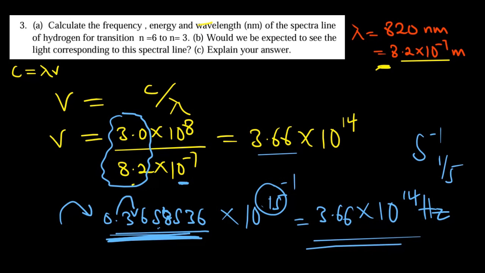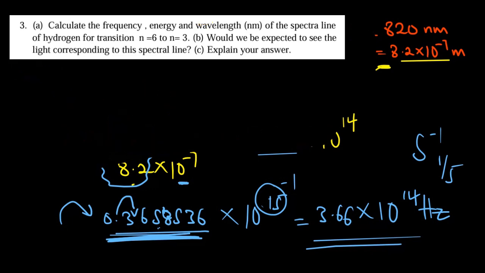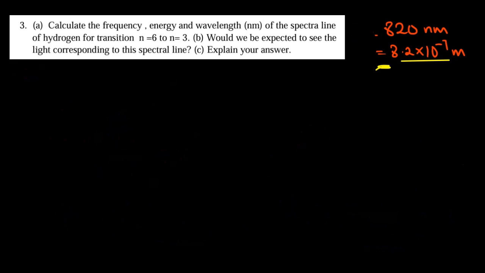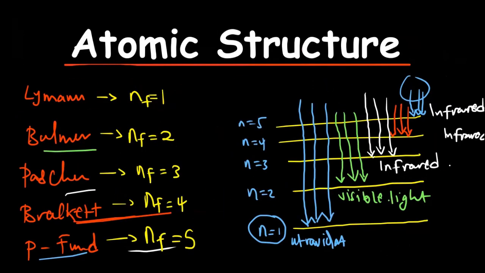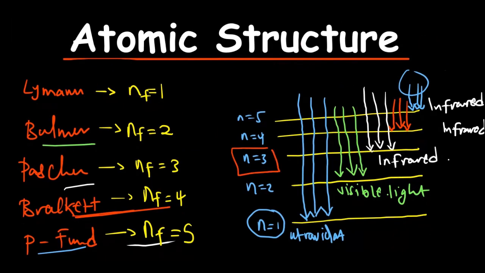So the next thing now is to answer B. So B, they are saying what? Okay, so on B they are saying, would we be expected to see the light corresponding to this line spectra? Okay, so remember those series that we said? The final one here is what? N3. So what was the series when the n was 3? If I can go back to here. So the series when n is equal to 3, we said they were the what? The Paschen series. These ones here.